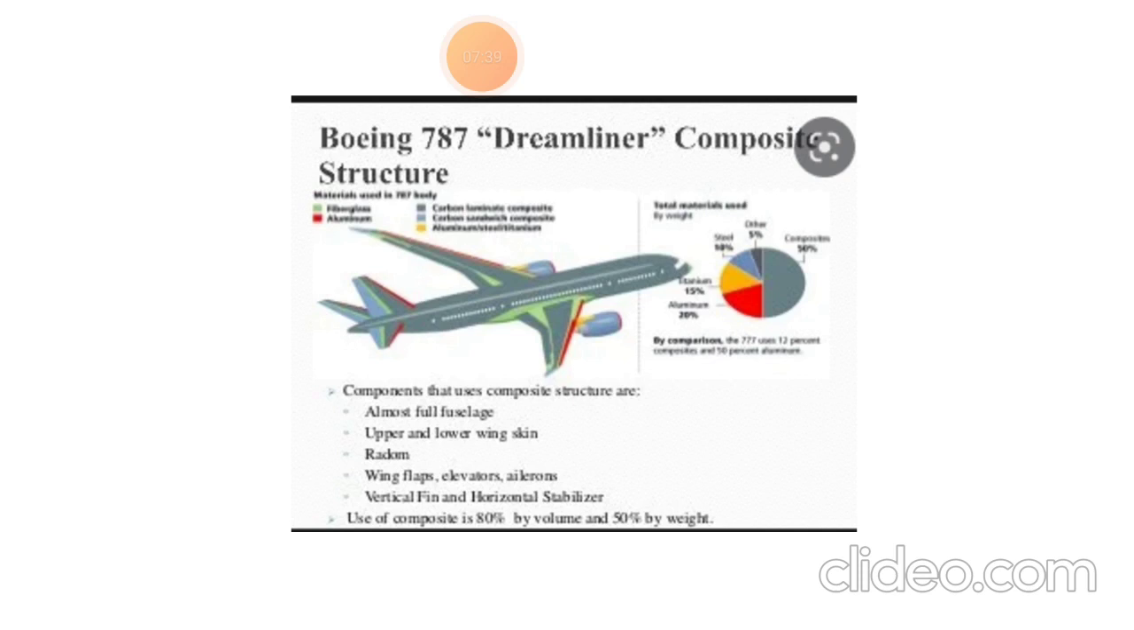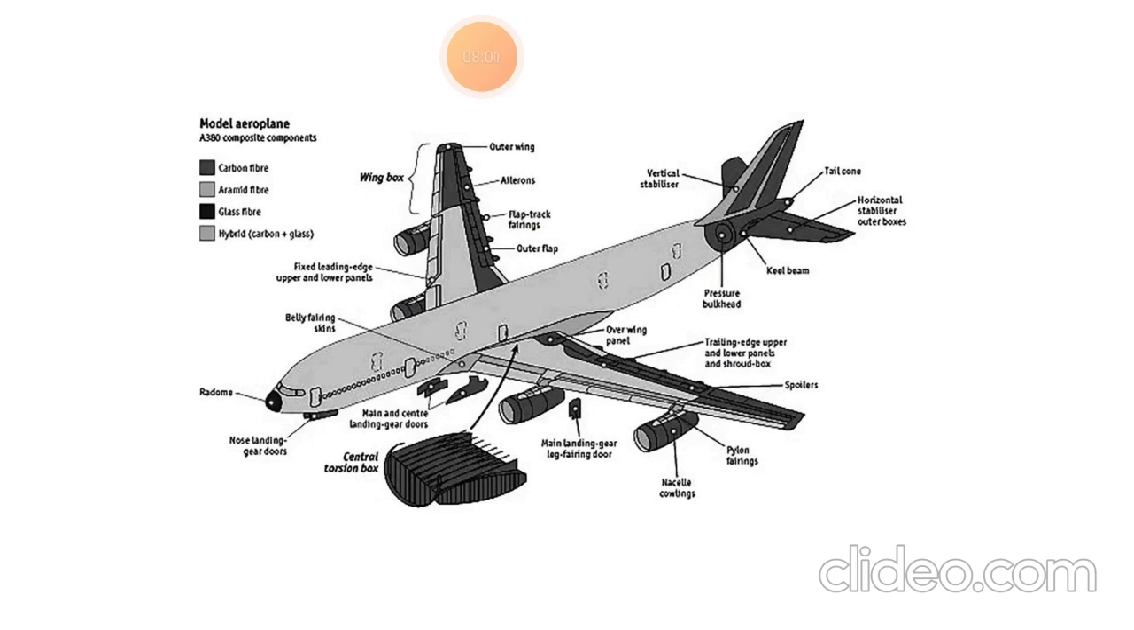Components that use composite structures are almost the fuselage, upper and lower wing skin, rudder, wing flap, elevator, vertical fins and horizontal stabilizer. Use of composite is 80% by volume and 50% by weight. This plane shows that every part is made from a variety of fiber materials, that is composite materials: carbon fibers, aramid fibers, glass fibers, and hybrids, carbon plus glass, which are used to manufacture aeroplanes.